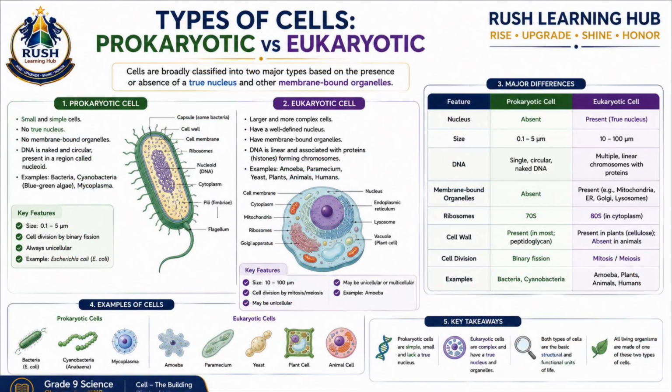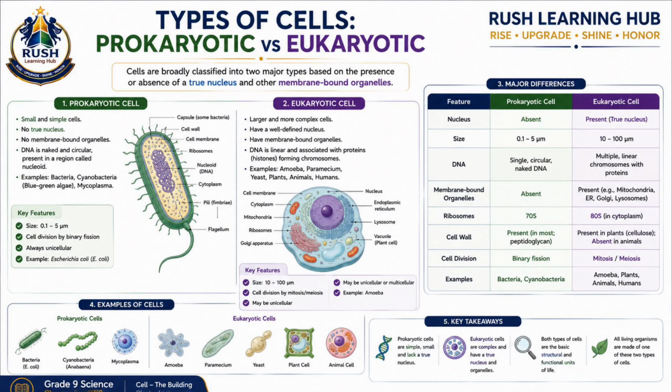Now we will study another important classification of cells based on the presence or absence of a true nucleus. All cells are broadly divided into two major categories, prokaryotic cells and eukaryotic cells. Understanding this classification is very important because it helps us understand the evolution and complexity of life on Earth. Let us begin with prokaryotic cells.